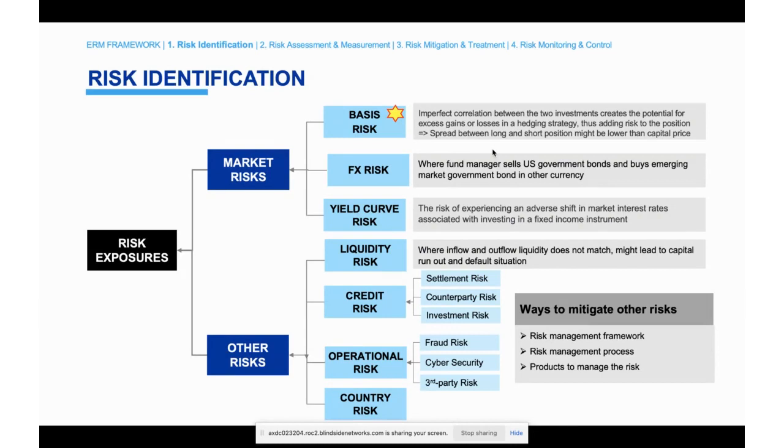Here is the bond. So those are the three types of market risks they are facing. The other risks they can face, other than market risk, are first the liquidity risk. Liquidity risk is the risk that your inflow and outflow liquidity does not match. Then it may lead to capital running out and a default situation. The second one is the credit risk.